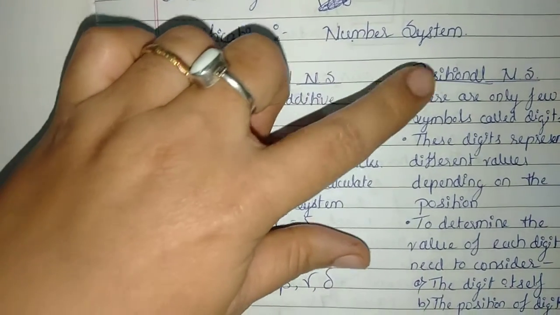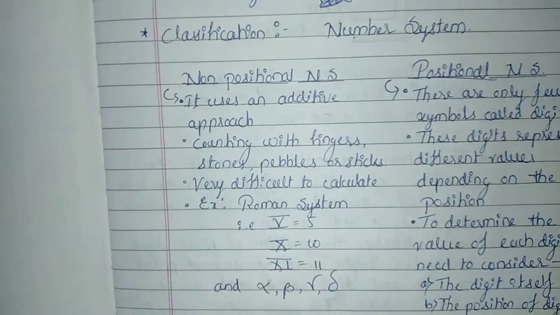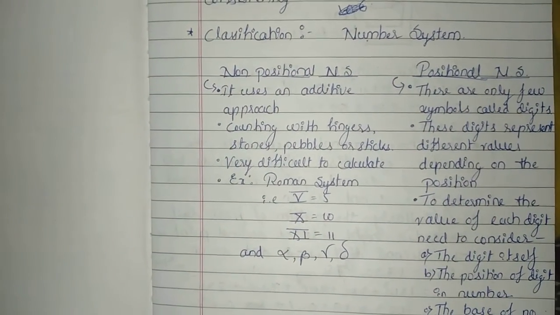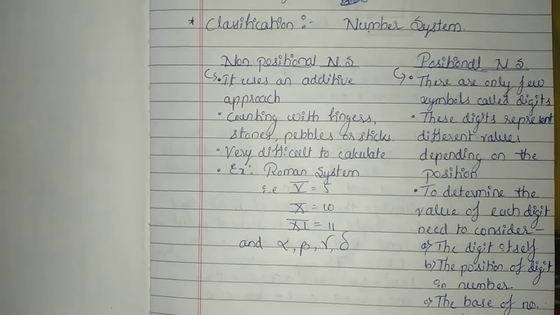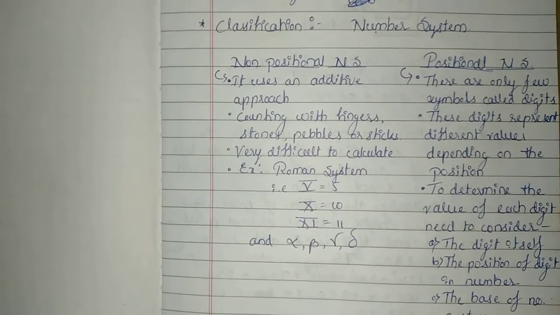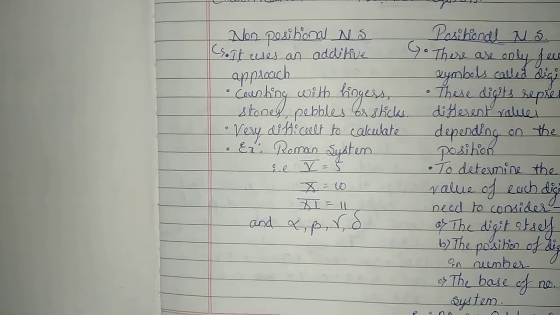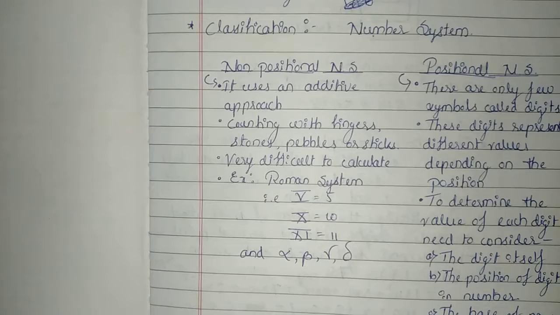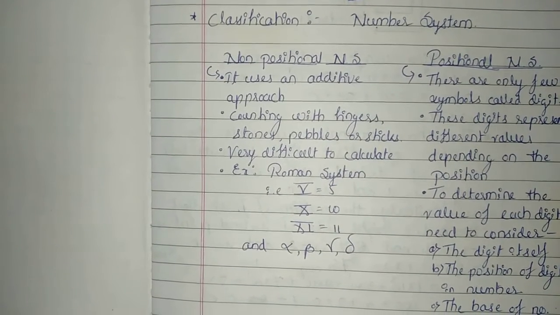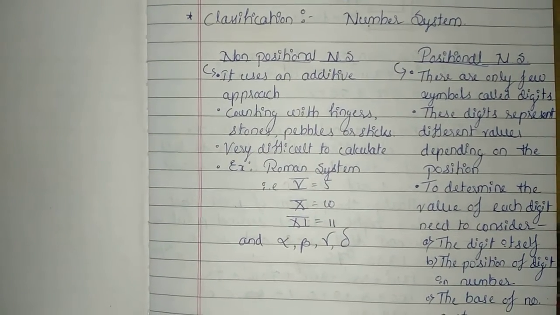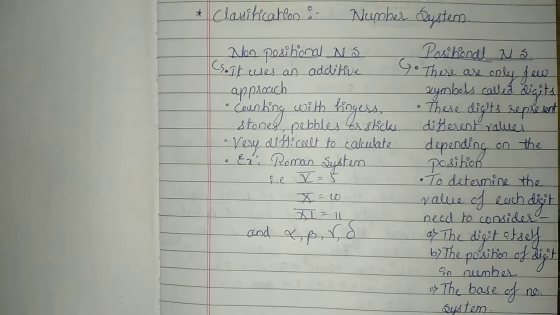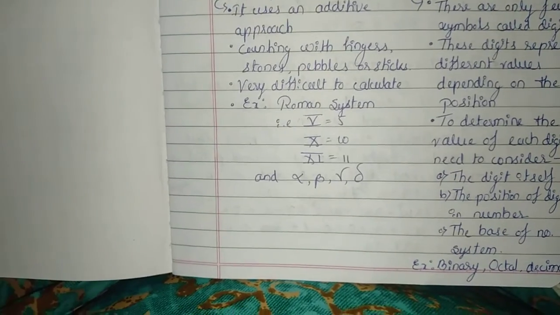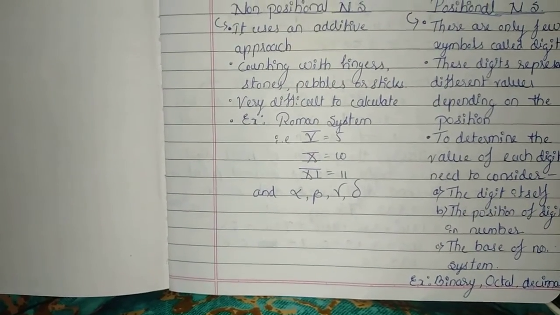Then next we'll see what the positional number system is. There are only a few symbols in this system. They are called digits. These digits are represented with different values depending on the position. To determine the value of each digit, we need to consider three things: the digit itself, the position of the digit in the number, and the base of the number system.